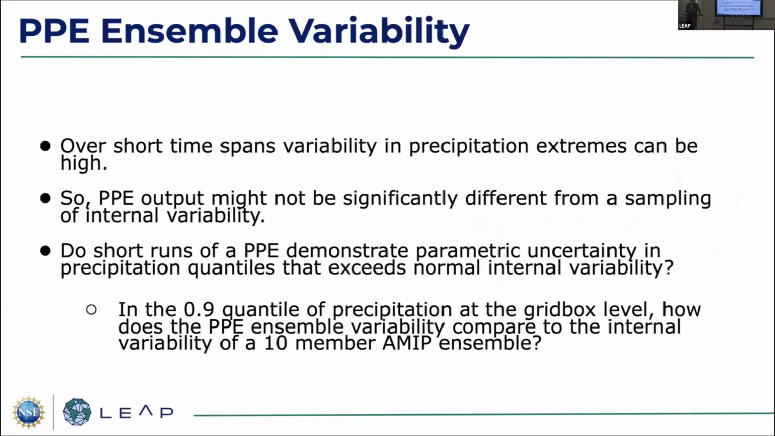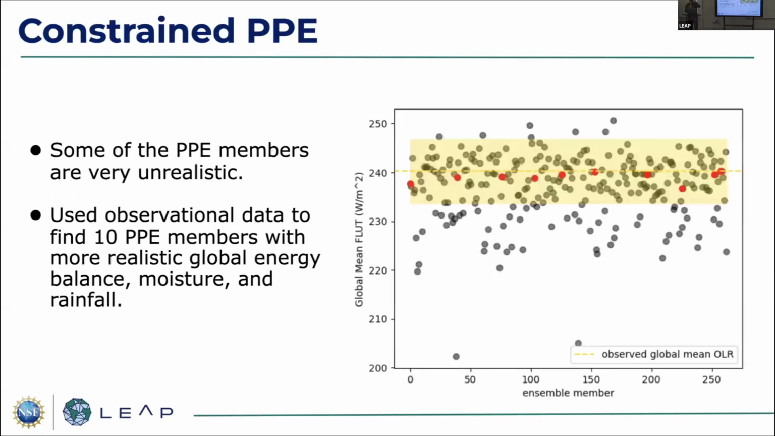we know that over short time spans there's a lot of variability in the observed precipitation extremes. So we were concerned that the PPE output might not be significantly different from a sampling of internal variability in a model that was run with a single set of parameters. So the key question we had was, do short runs of a PPE demonstrate parametric uncertainty in precipitation quantiles that exceeds the normal internal variability you would get from running a model with a single set of parameter values? The way we're going to do that is by comparing the PPE to a 10-member AMIP ensemble that is an initial condition ensemble.